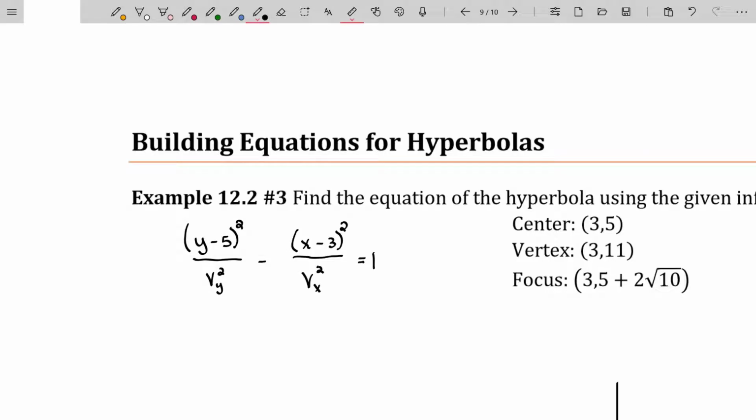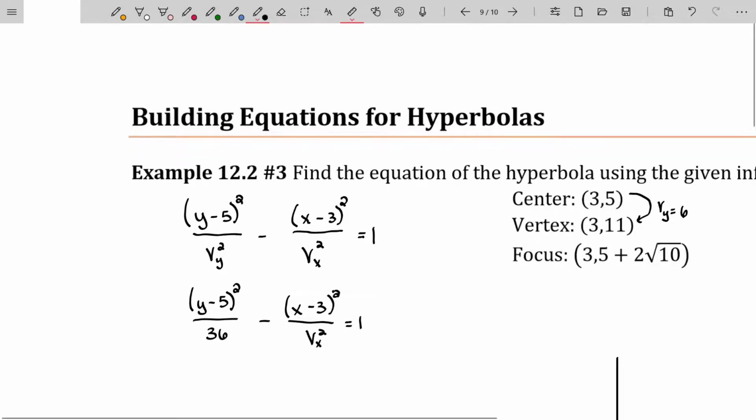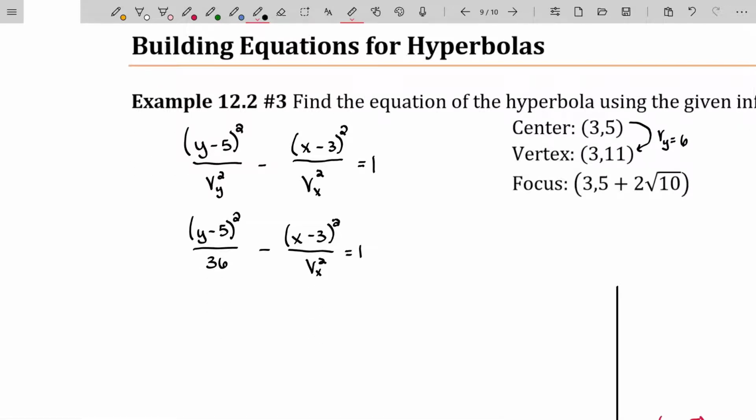Now remember, v sub y is the distance to the vertex. So v sub y is that distance to that vertex. V sub y is 6. So if v sub y is 6, then our equation is now y minus 5 squared over 36 minus x minus 3 quantity squared over v sub x squared. That's equal to 1.